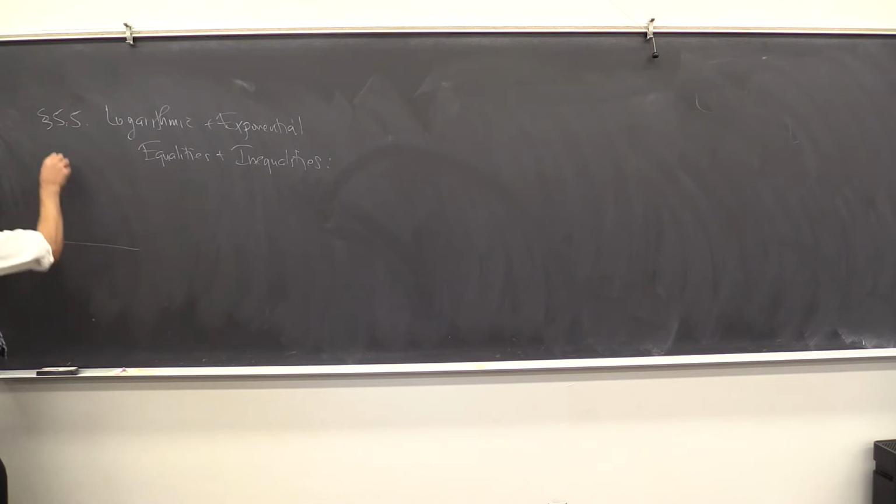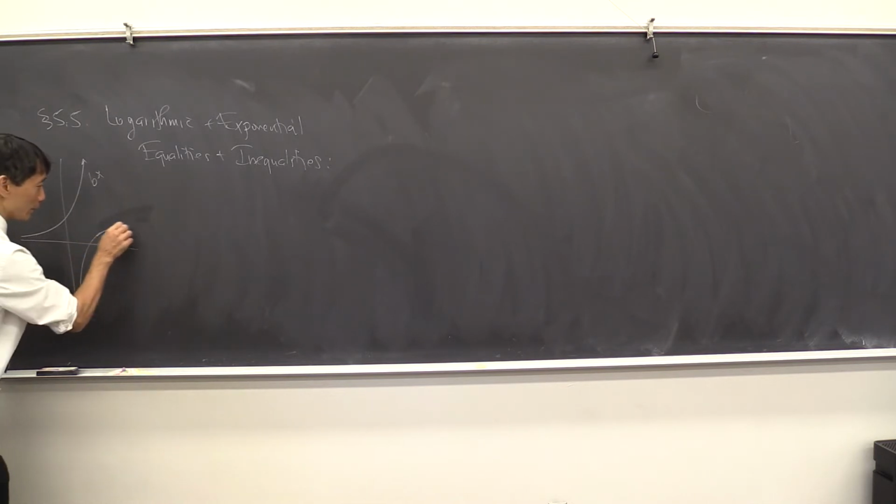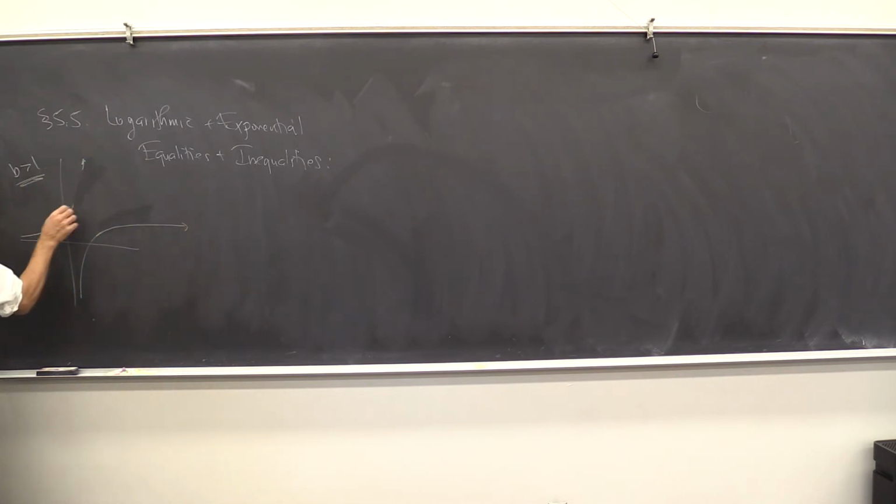Remember, we noted before that assuming b is bigger than 1, the exponential function looks like this, and the logarithmic function looks like this. Something like that. That's actually not right. The logarithmic function should be slower, and the exponential function should be faster. But anyway, something like this.